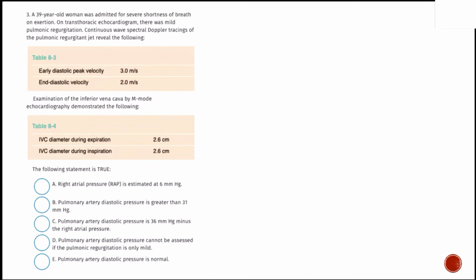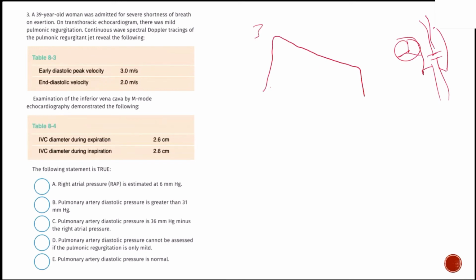A 39-year-old woman was admitted for severe shortness of breath on exertion. TTE shows mild pulmonic regurg. Continuous wave spectral Doppler tracings of the pulmonic regurgitant jet reveal the following. So what if I draw this for you? Would that make your life easier? Yes. Okay. So we do our pulmonary regurgitant jet. We're looking at our Mercedes-Benz sign. We have our outflow tract here, our valve. We're putting our probe right here, and we get this. So our early diastolic peak velocity is 3. Our late is 2, right?